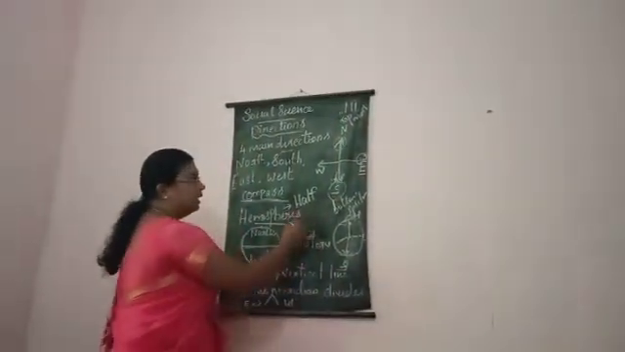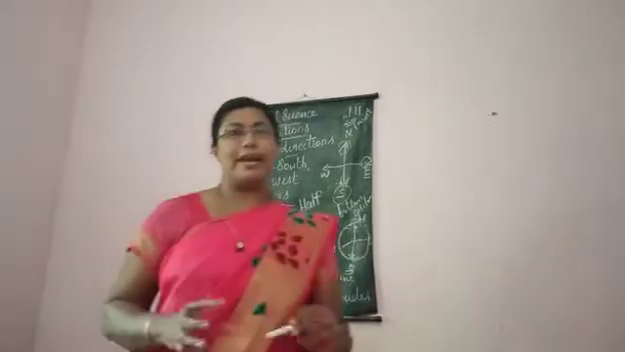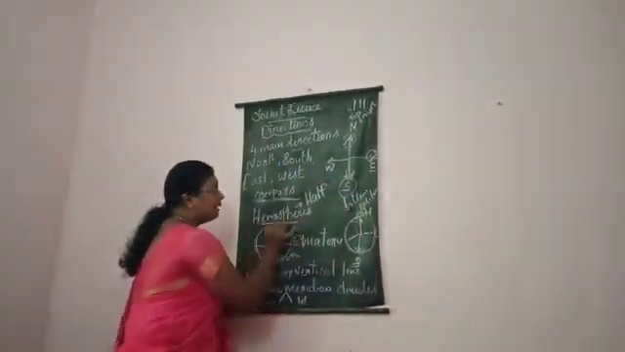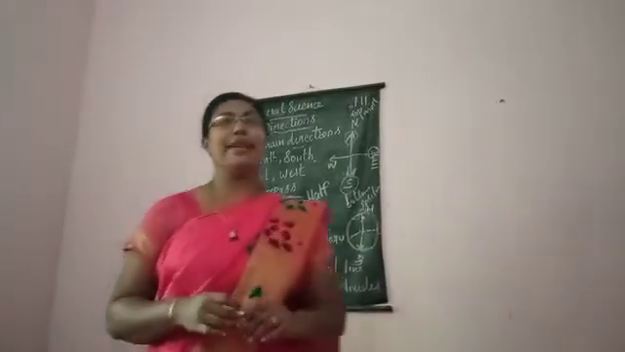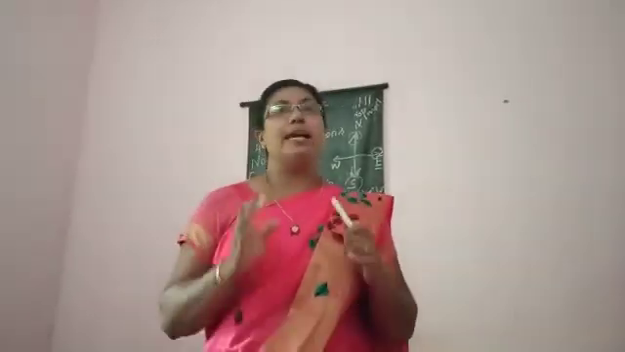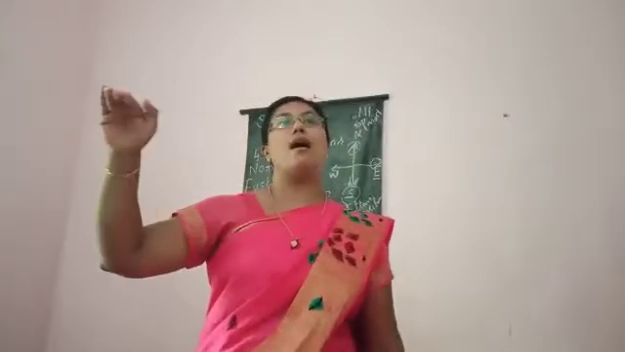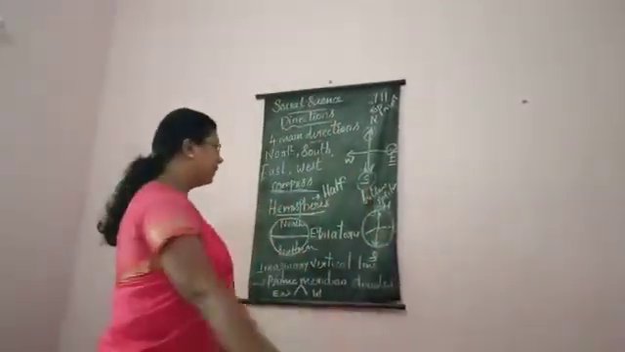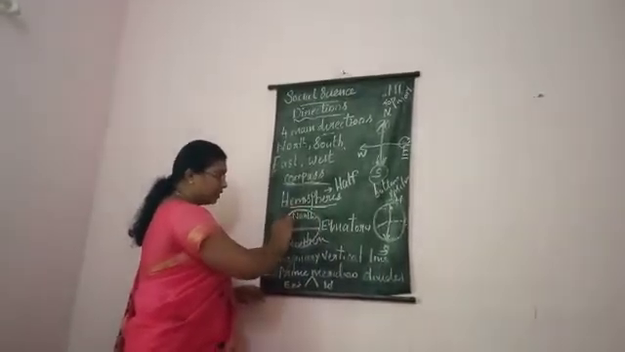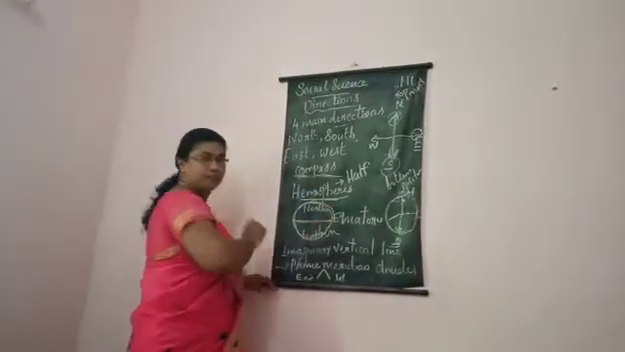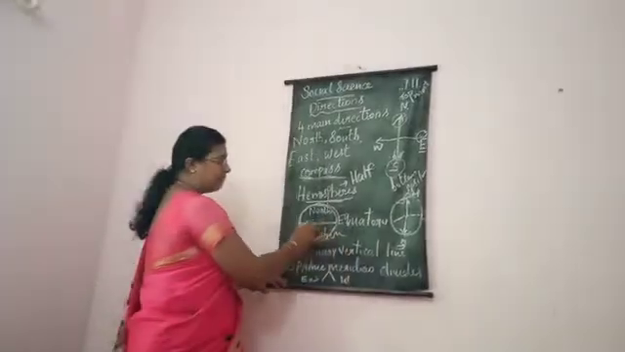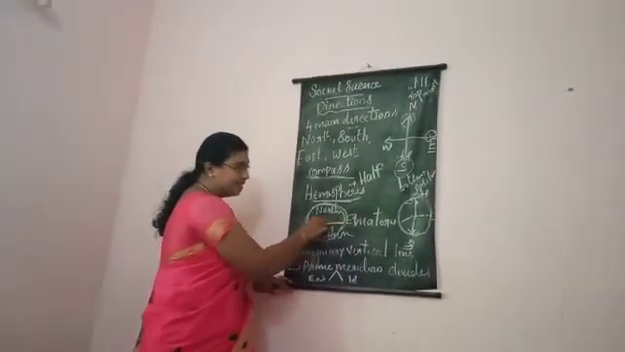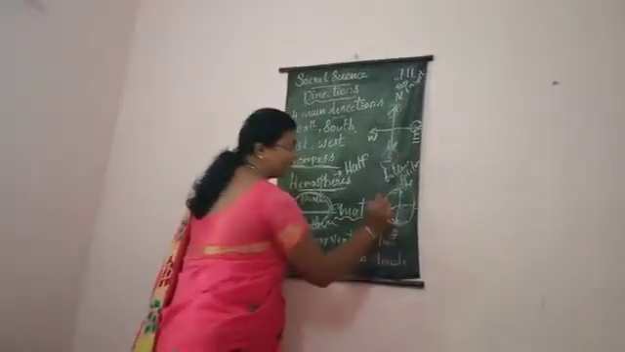The last point of this chapter is hemispheres. What is that? Hemispheres. Hemi means half. So listen carefully. This is a picture of the earth. And the imaginary line that cuts the earth is known as the equator.